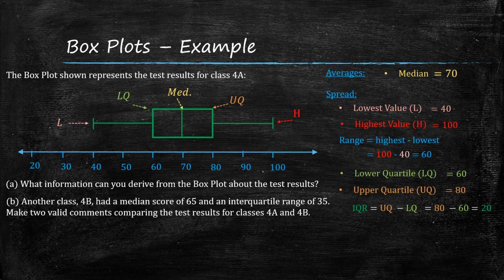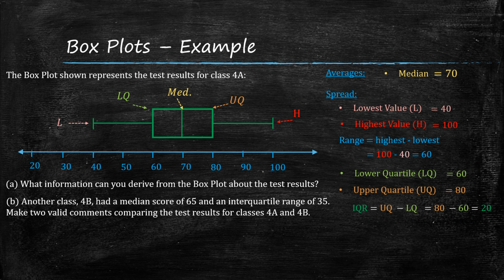So for part A, we not only derive the 5 figures that the box plot represents, the median, the lowest value, the highest value, the lower quartile and the upper quartile, but we use those figures to calculate the range and the interquartile range for this data set.